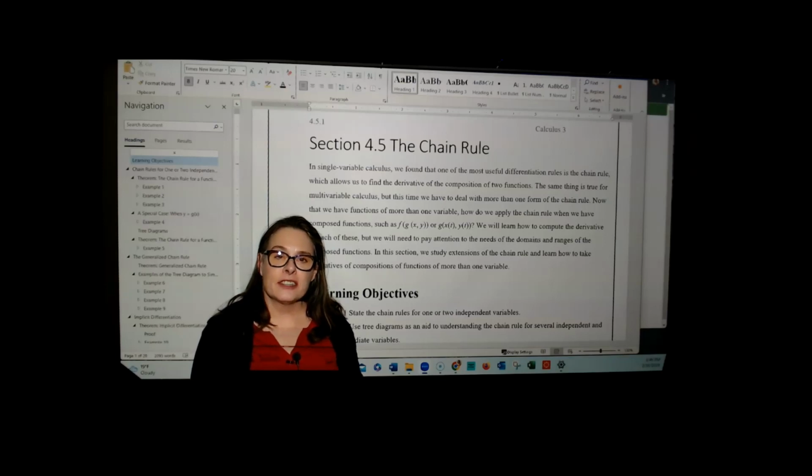We're ready to start section 4.5 on the chain rule. As you might imagine, it gets a little more complicated when you have more than one independent variable. We saw that the chain rule was hugely important in calculus 1 and 2 in finding the derivative of composed functions, functions inside of functions.